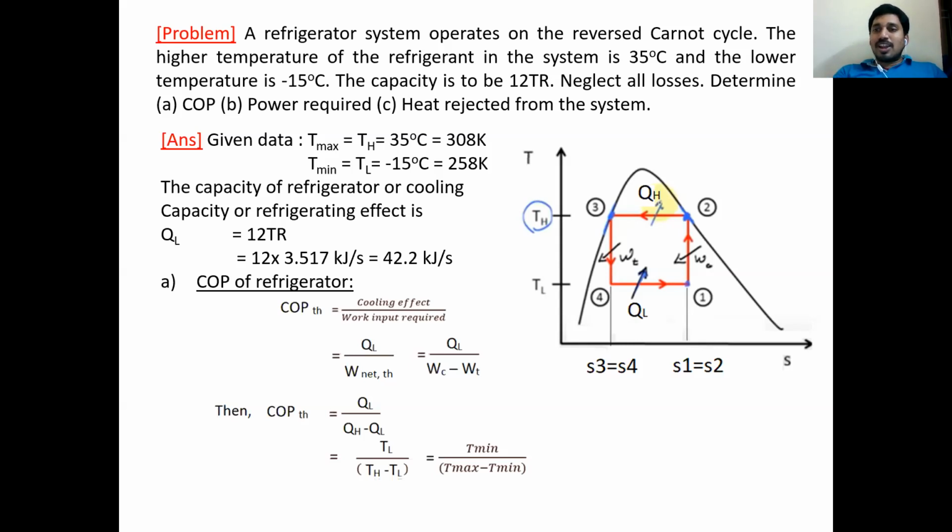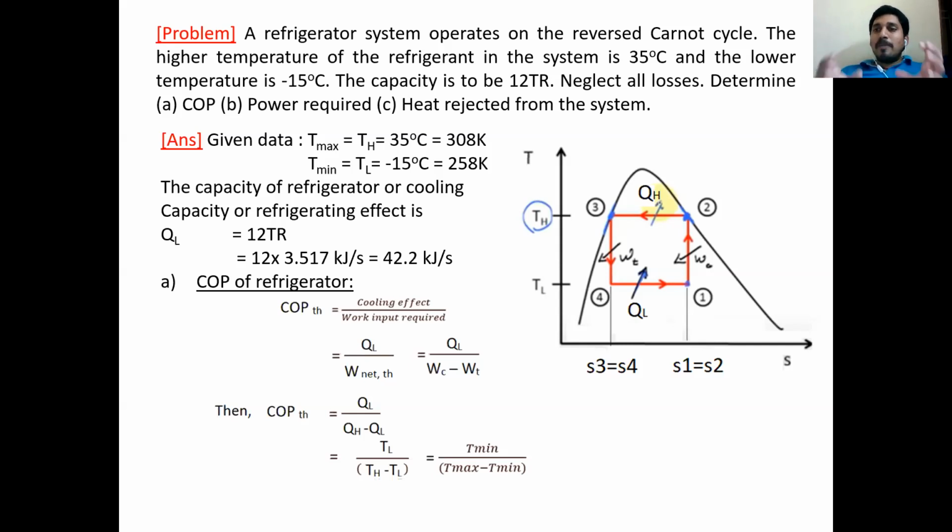From this equation I can also write it as TL by TH minus TL. Q is directly proportional to temperature because Q is equal to TdS. Finally, the equation comes like this: TL by TH minus TL, where TL means minimum temperature and TH maximum temperature. So COP of the theoretical cycle equals T minimum by T max minus T minimum.